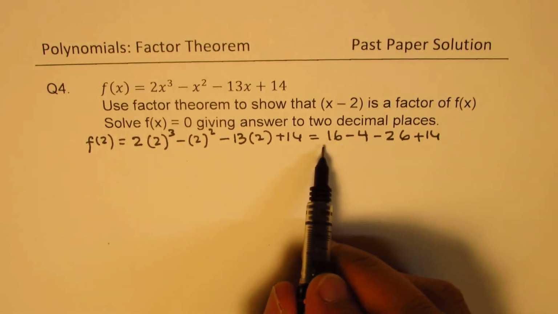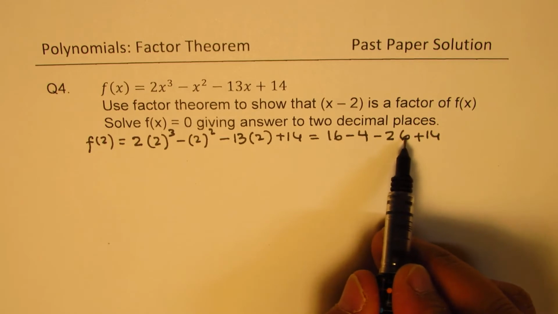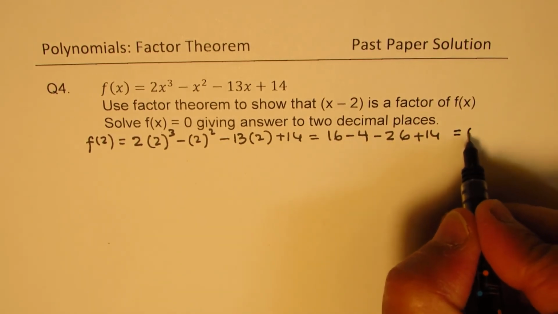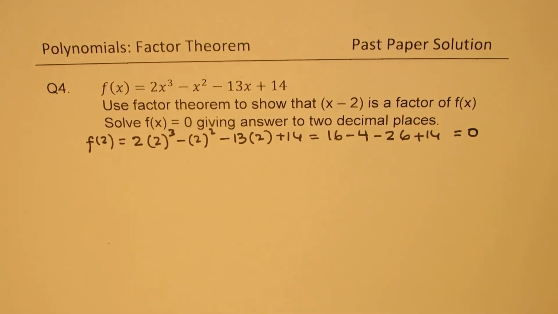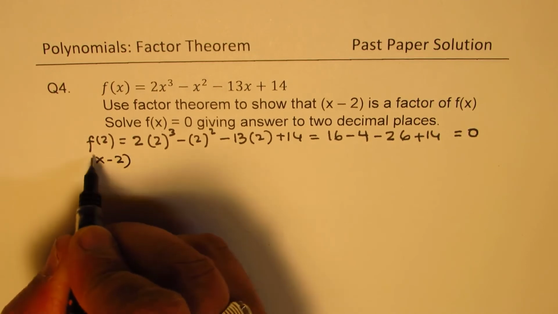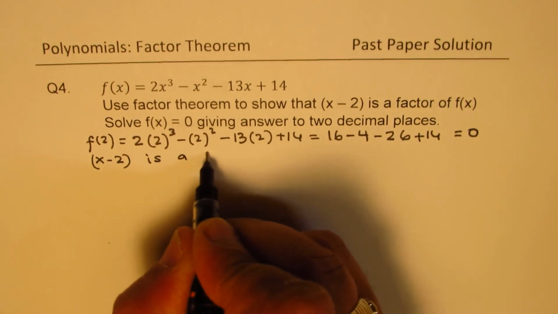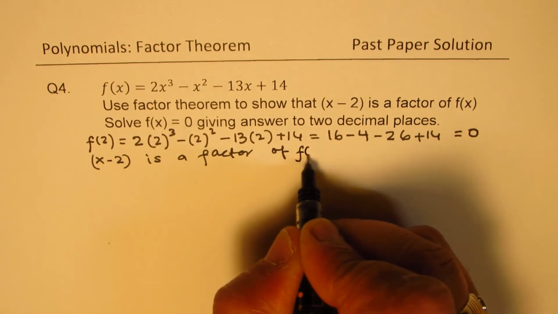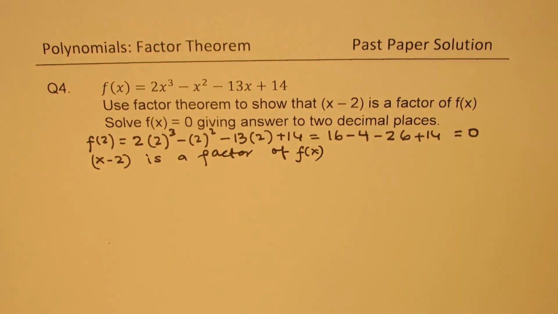So these are the two negative terms. When you add, you get 30. 16 plus 14 is also 30. So that is indeed 0. And therefore, we can show that x minus 2 is a factor, right? Okay, so we got one of the factors.